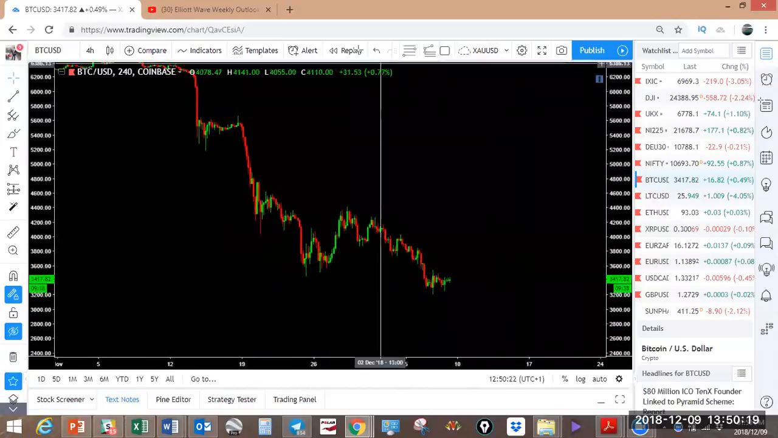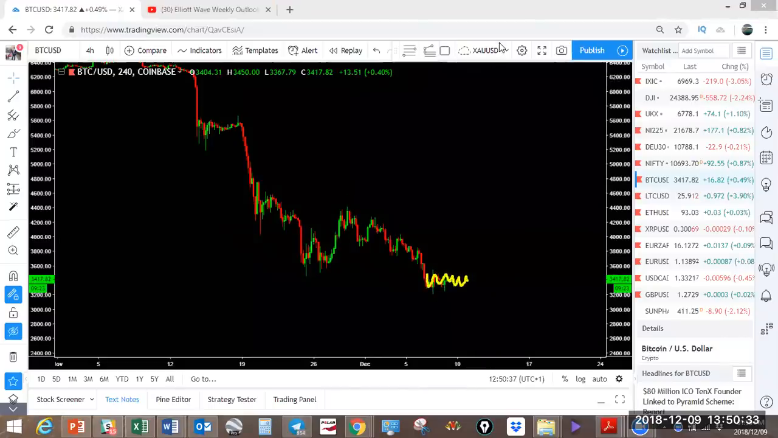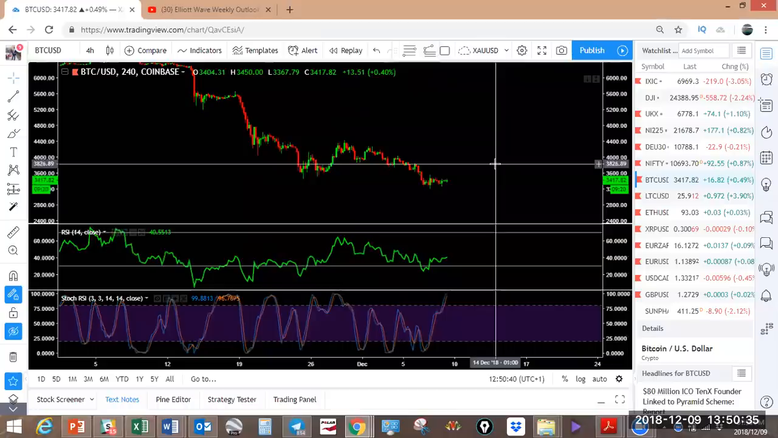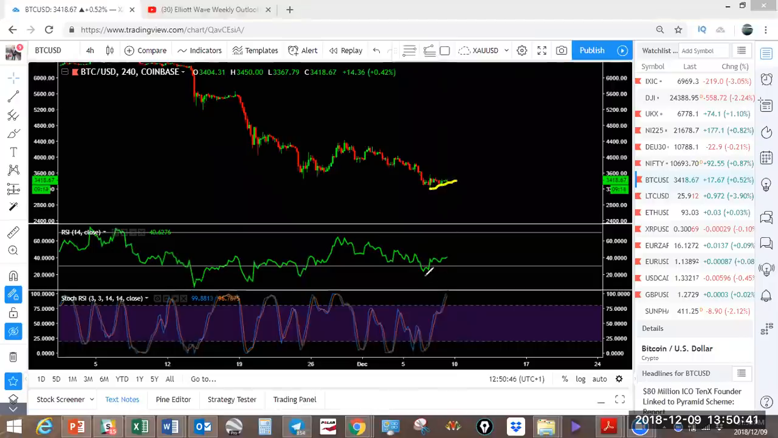We're currently making this correction. Break of this correction, further downside. It's not going anywhere. Not even a bounce here, not even a retest to the previous side, nothing. We're expecting it to keep going down. Let's check here. Not even divergence. This is not divergence. Price and RSI are doing exactly the same thing. So we're expecting further downside.